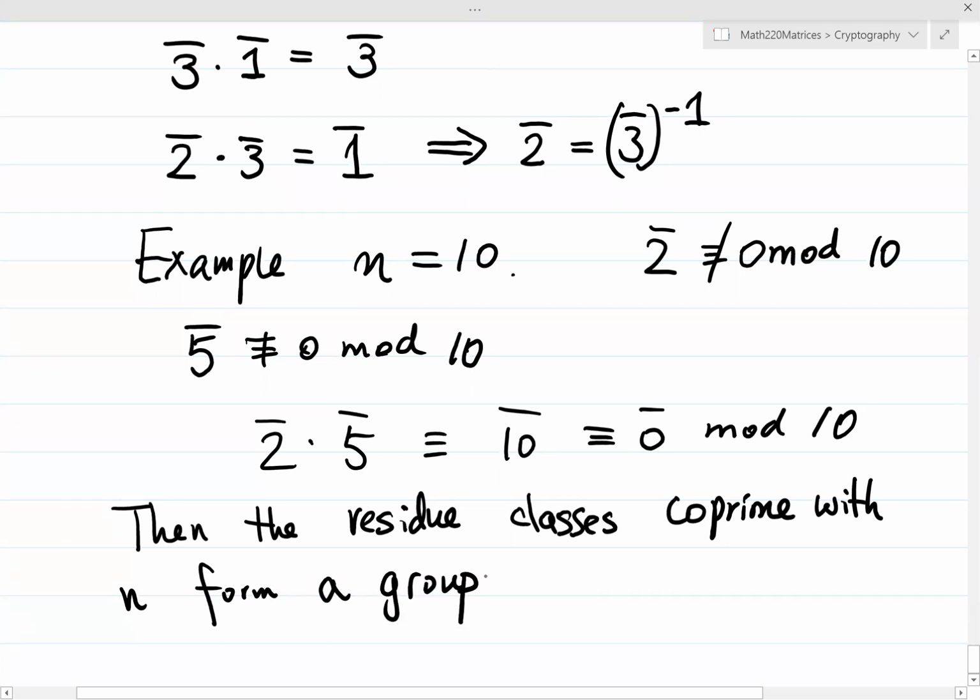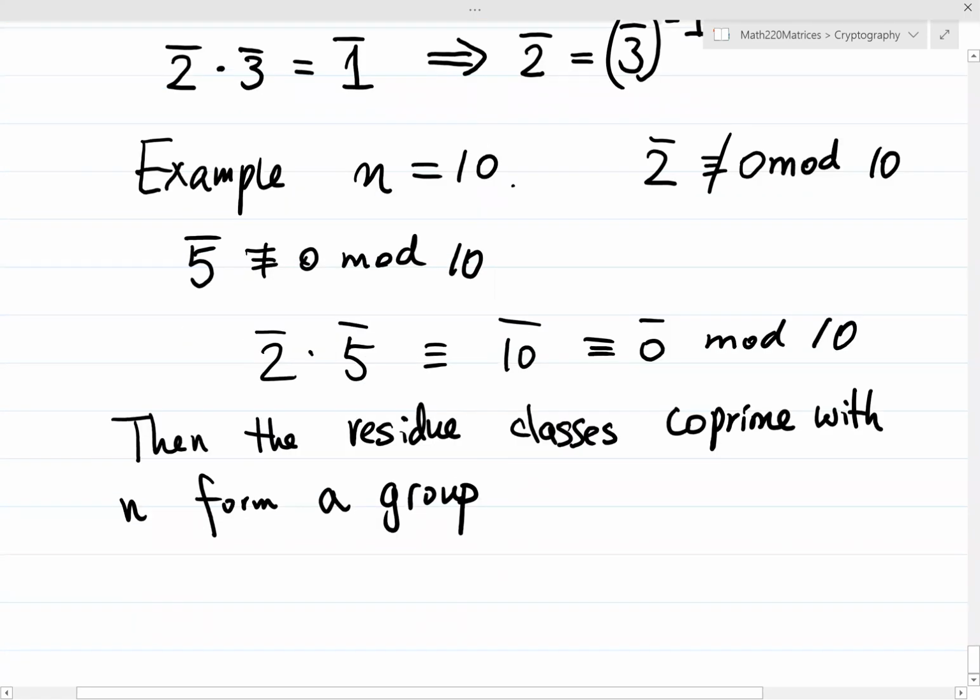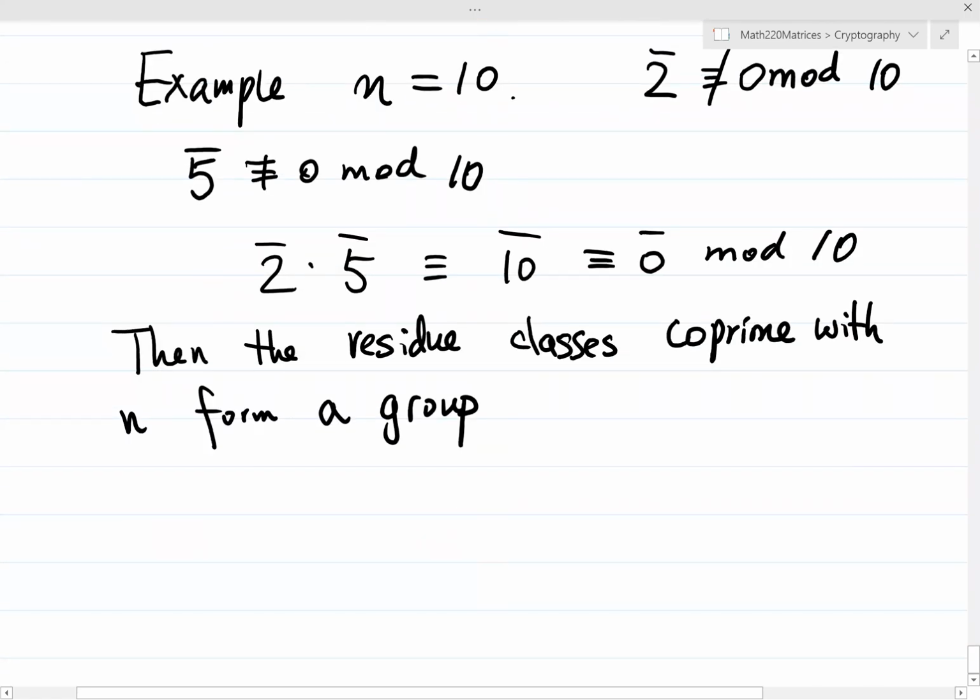So in this case, numbers less than 10 that are coprime to 10. We have 1. 2 is not okay, 2 is a factor of 10. 3 is coprime, okay. 4 is not okay because 4 and 10 both divide by 2. 5 is not okay. 6 is not okay. 7 is okay. 8 is not okay. 9 is okay. So we have 4 numbers: 1, 3, 7, 9 modulo 10. They form a group.